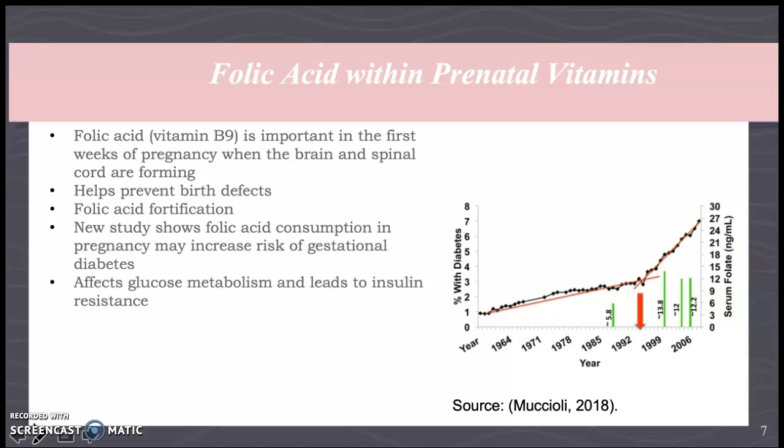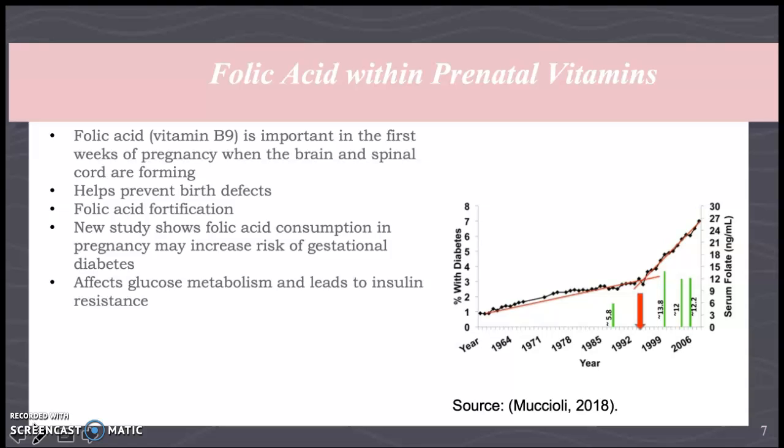Folic acid, which is also called vitamin B9, is very important in the first weeks of pregnancy when the brain and spinal cord are forming. Folic acid is recommended to help prevent birth defects known as neural tube defects, and an example of this would be spina bifida. There's also folic acid fortification, which is the levels of folic acid consumption that can help prevent birth defects, and these levels have increased over the years.